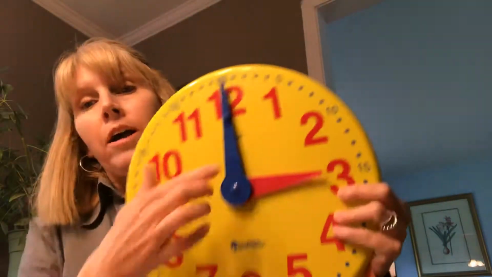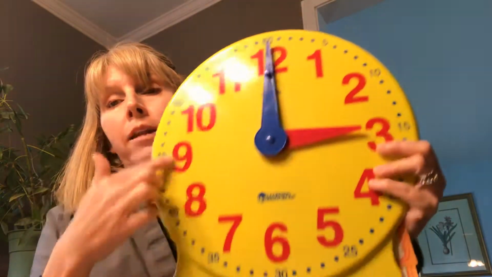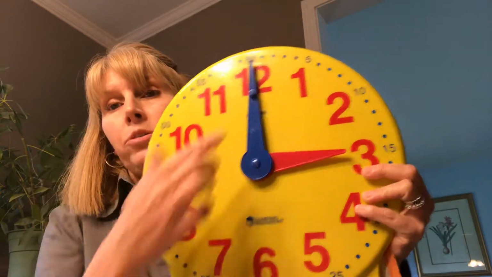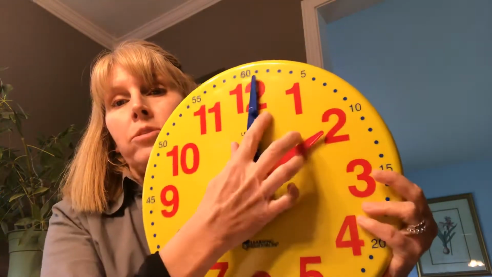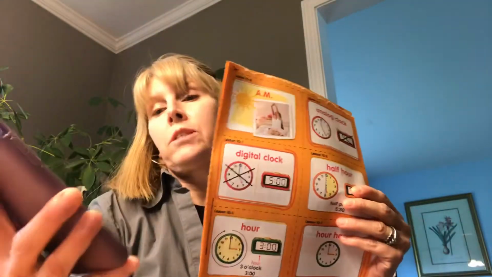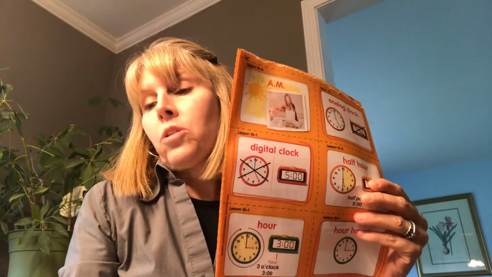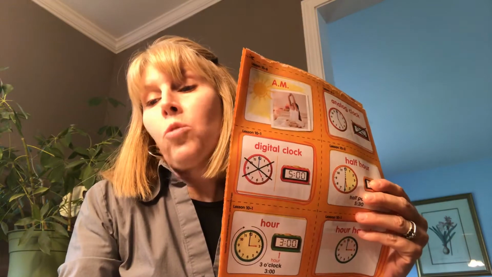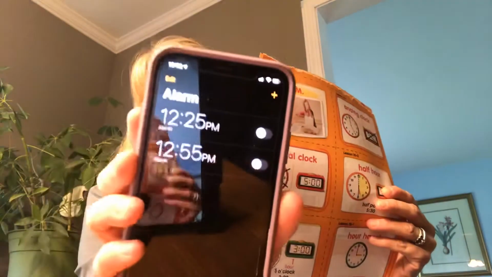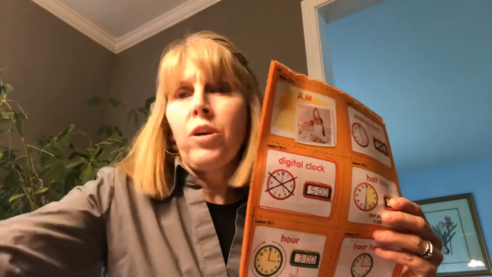An analog clock is this. An analog clock has hands. It has a face and it has numbers, and the hands move around. A digital clock has just digits like that. I don't know if you can read it. It says 10:51. That's a digital clock. A digital clock uses numbers only, and this is what people use today. Very few people now have analog clocks in their house.